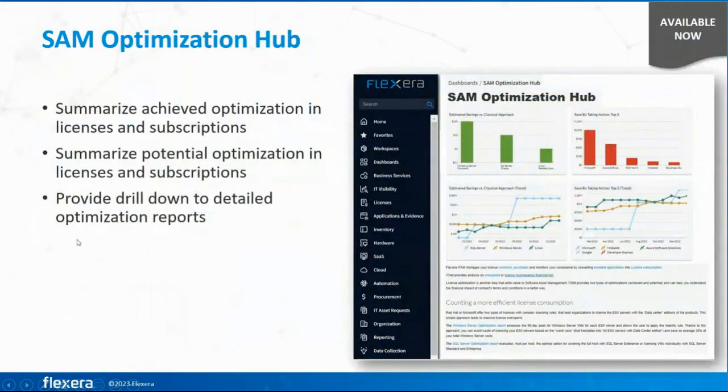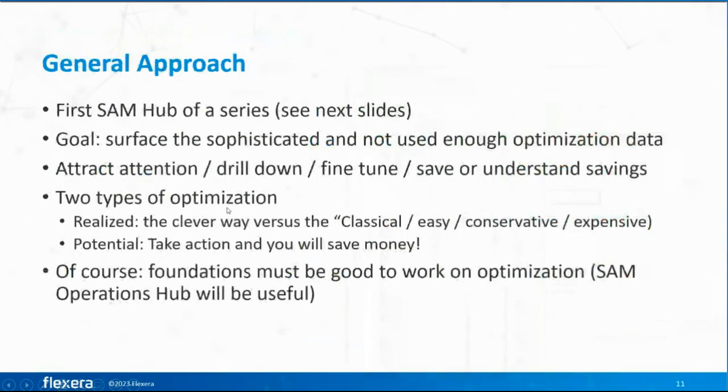So the SAM optimization hub summarizes the achieved optimization. This is this part, and I will explain it a bit more. It summarizes the potential optimization for the snapshot, but also the trend. And it provides a drill down and detailed explanations for the reports that have been released actually for years, but that were not surfaced yet with this hub. And the approach, so this is the first hub of a series. I've talked a lot about the SAM Operations Hub coming soon, but also the SAM Publisher Hub.